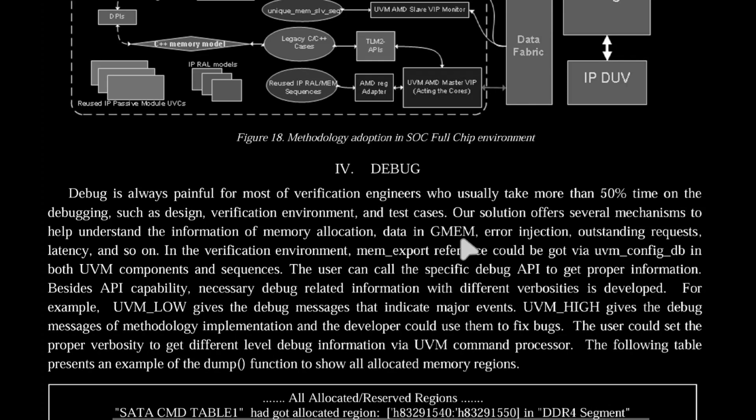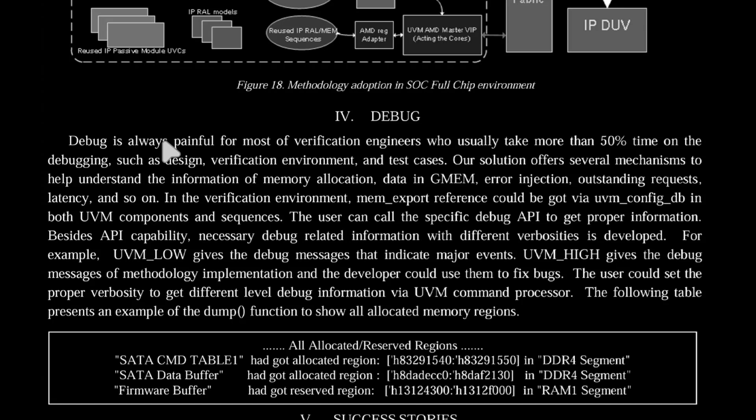Section 4 is debug. Debug is already painful for most verification engineers, who usually spend more than 50% of their time on debugging, such as the design, verification environment, and test cases. Our solution offers several mechanisms to help understand the memory allocation data in GMEM, error injection, outstanding requests, latency, and so on.